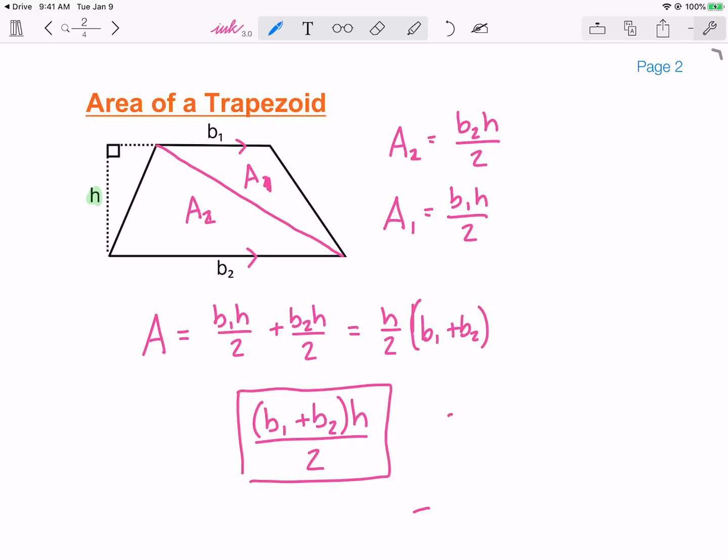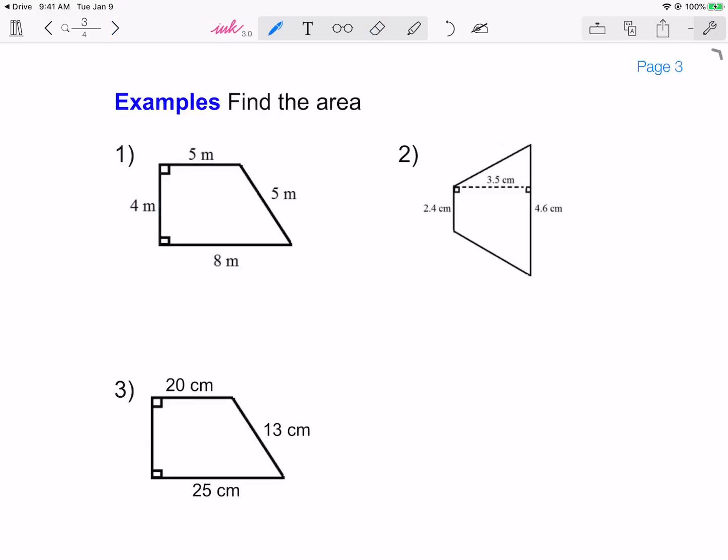Alright, so that is the area of a trapezoid. So let's put it to use. I've got to determine which two sides are parallel. Well, a key to that is noticing which sides are perpendicular to something. Well, that's the 5 and the 8. So these are going to be my bases, and this is my height.